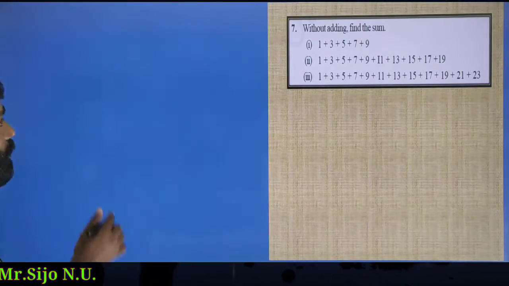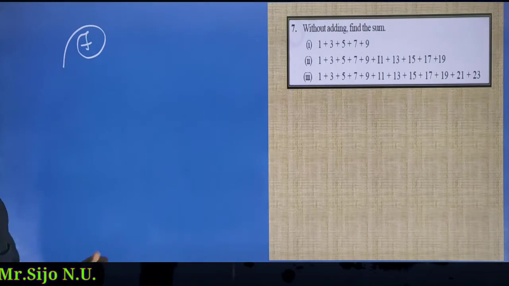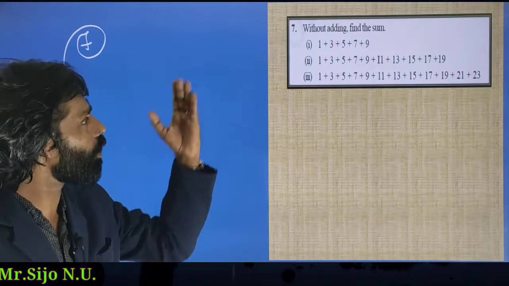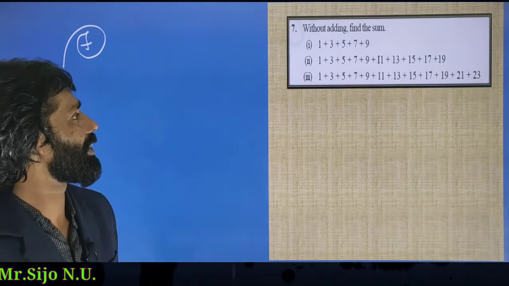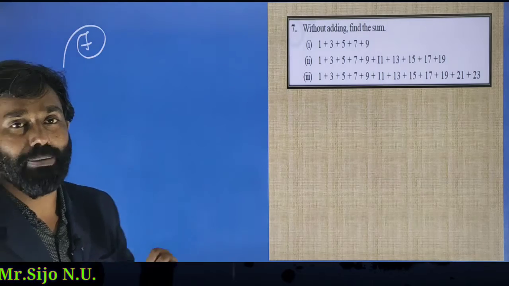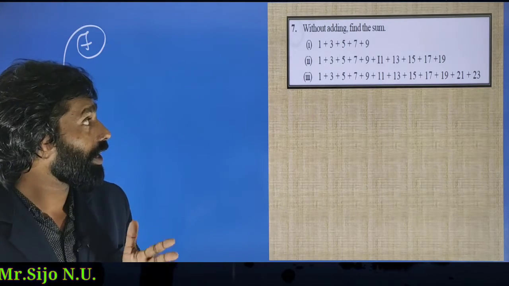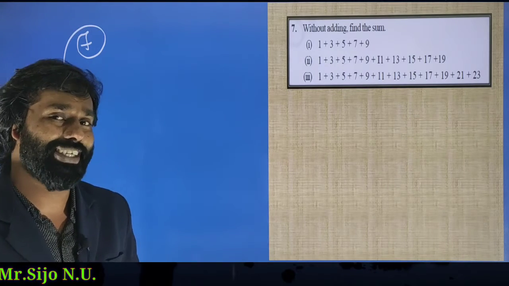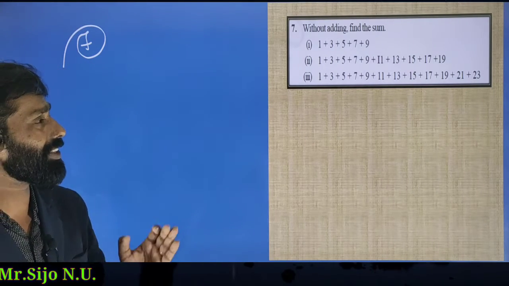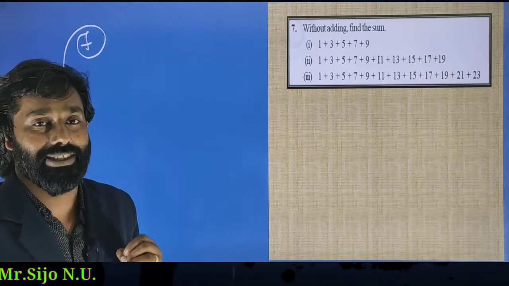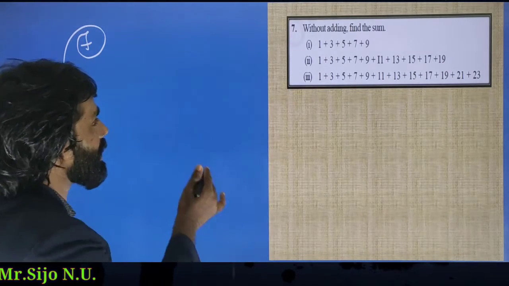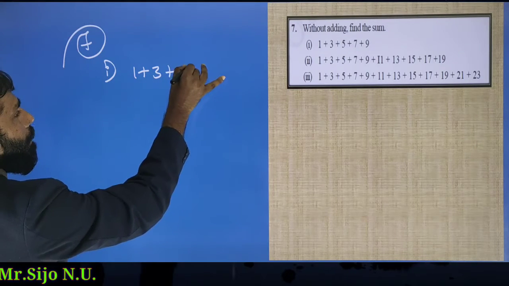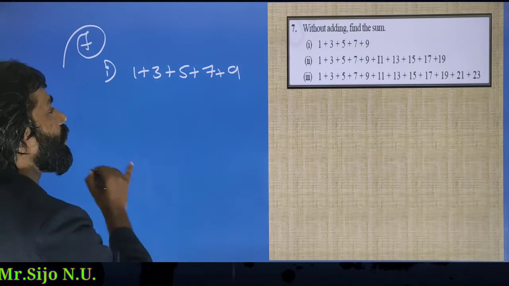See, here is question number 7. What is that? Without adding, find the sum. Without actual adding, find the sum. Here we have learned the pattern of the sum of the first odd natural numbers. How can we find it? It is how many numbers there are, its square is the answer. So we have learned a pattern. So the first question: 1 plus 3 plus 5 plus 7 plus 9. We need to find the sum.